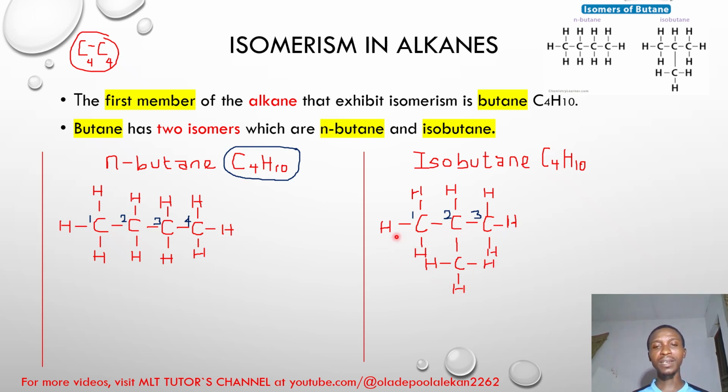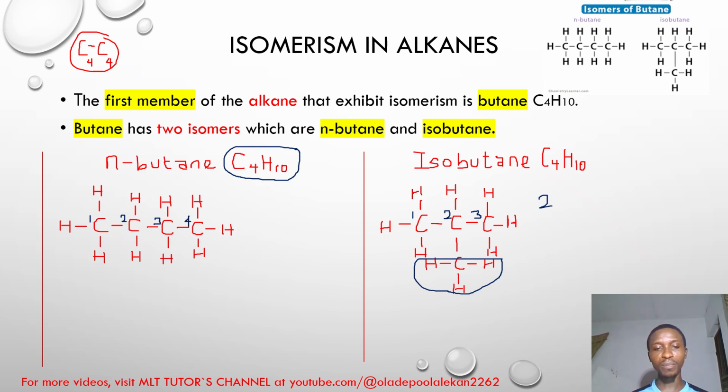So then how do we now name this? To name this, we first consider the branch chain. We have a branch here. We have a branch chain here. So on what carbon atom do we have the branch chain? We have the branch chain on the second carbon atom. So the name will now be, since it's on the second carbon atom, it will be 2, because you have the branch on the second carbon atom.